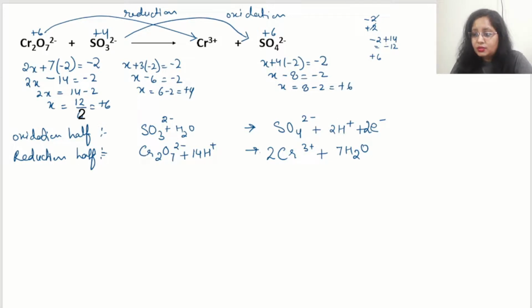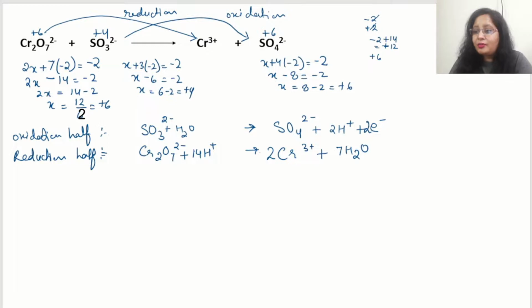Sorry, this is plus 12. Oh, I'm sorry. So we have on left hand side plus 12 and on my right hand side plus 6. So for balancing this, can we add 6 electrons to the left hand side?